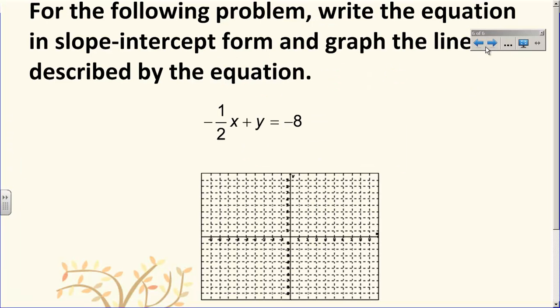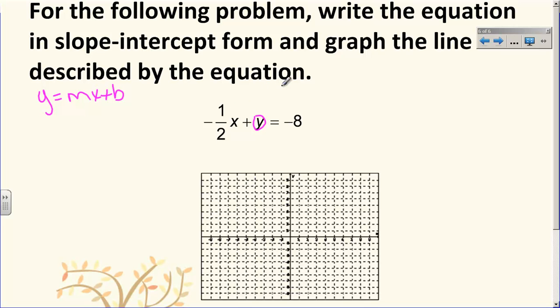So one last example. For this following problem, we're going to write an equation in slope-intercept form, and then we're going to graph the line based on the equation. So step one, I got to get y by itself because slope-intercept form looks like this. Y equals mx plus b. The y is alone. So when it says write the equation in slope-intercept form, it means get y by itself.